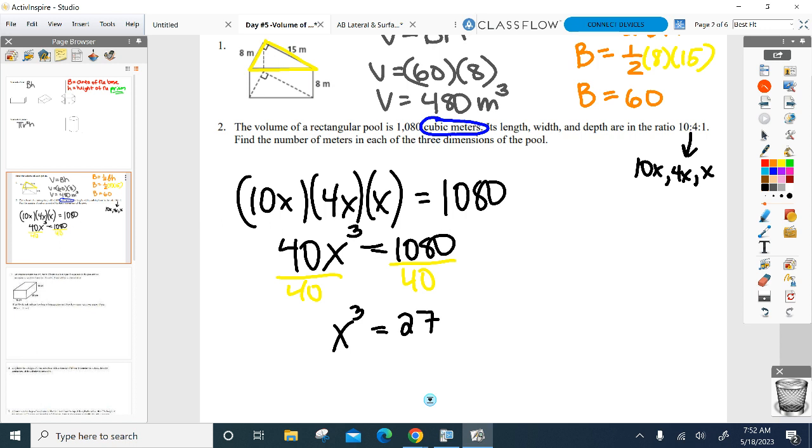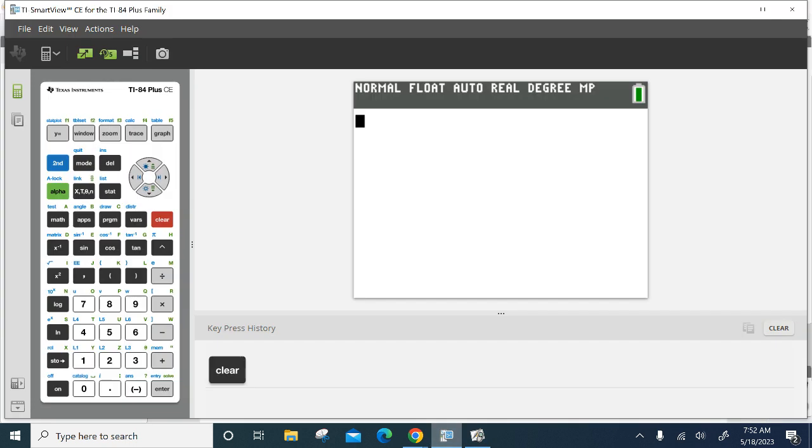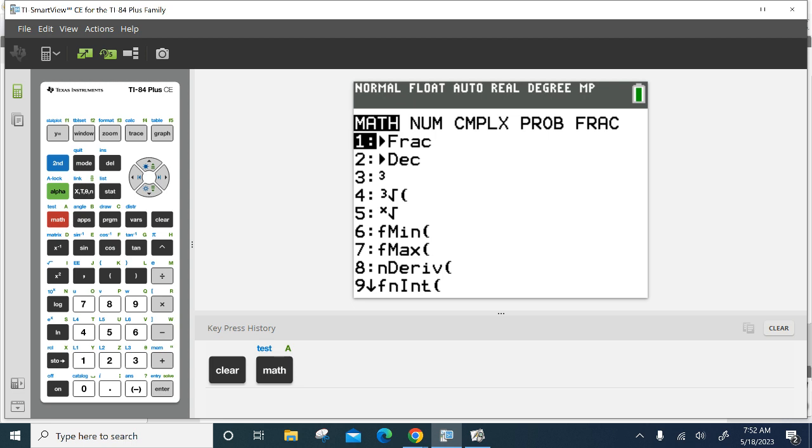All right, look, if that was squared, everyone would say, oh, take the square root. Well, it's not. It's to the third. So instead, I'm going to take what's called the cube root. And maybe I've talked about this during the year. It's been a while. So in your calculator, if you hit the math button on the left side, you'll see cube root, number 4 probably.